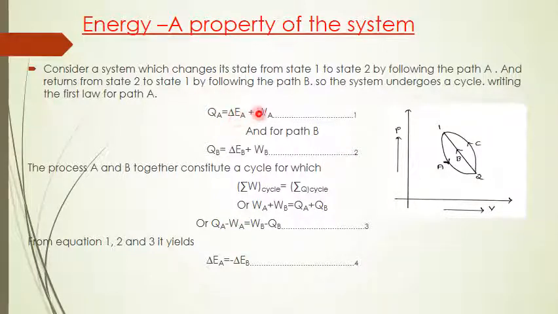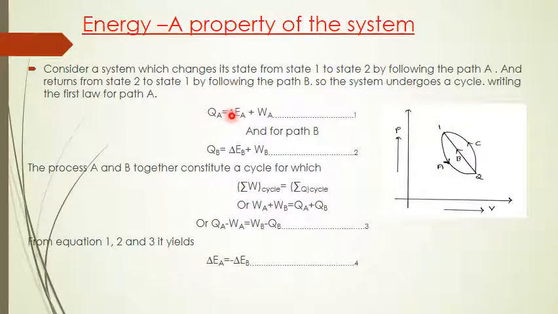For path A, QA equals delta EA plus WA. Heat added to the system is equal to the energy stored in the system in going from 1 to 2, plus the work interaction. Similarly, for path B, the first law gives QB equals delta EB plus WB. The processes A and B together constitute a cycle.